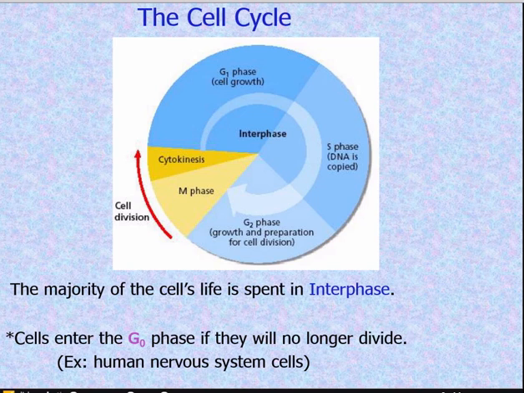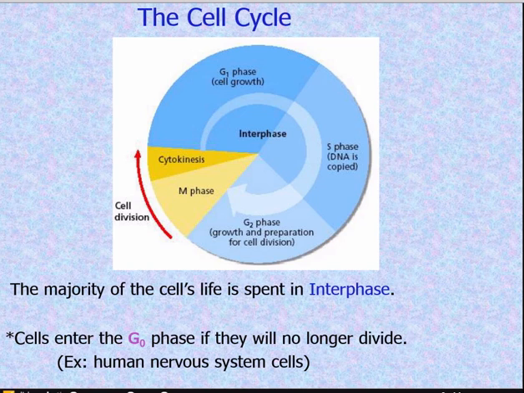Then it's followed by the G2 phase, which is another growth phase, and it prepares for cell division. During the M phase, that's mitosis. M stands for mitosis. Cytokinesis is when the cell membrane pinches in, and then you have two new cells that start out in the G1 phase again. So it's a cycle.